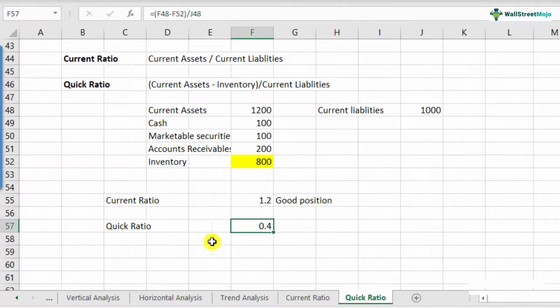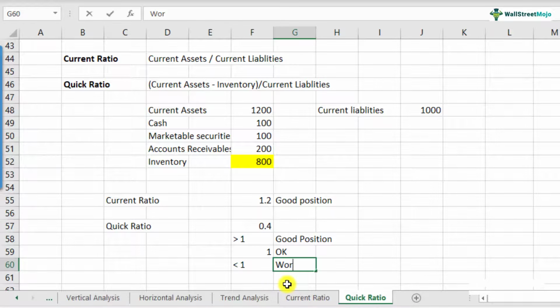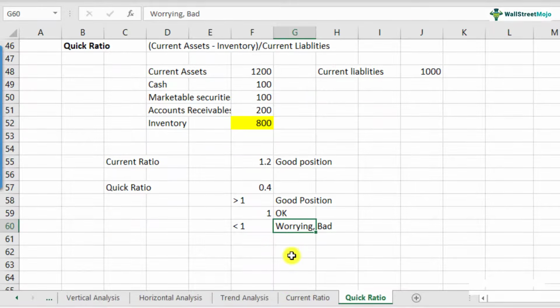Okay, so I assume that you now understand the difference between the two, what is quick ratio and how it is interpreted. Interpretation would be similar actually, just like the current ratio. If it is greater than 1, it's a good position, of course. If it is equal to 1, then it's reasonable, I would say it's okay. And if it is less than 1, then it's a worrying position, a bad situation to be in. So you might want to investigate further and see what's happening within the company in this case. So that's how quick ratio is interpreted.